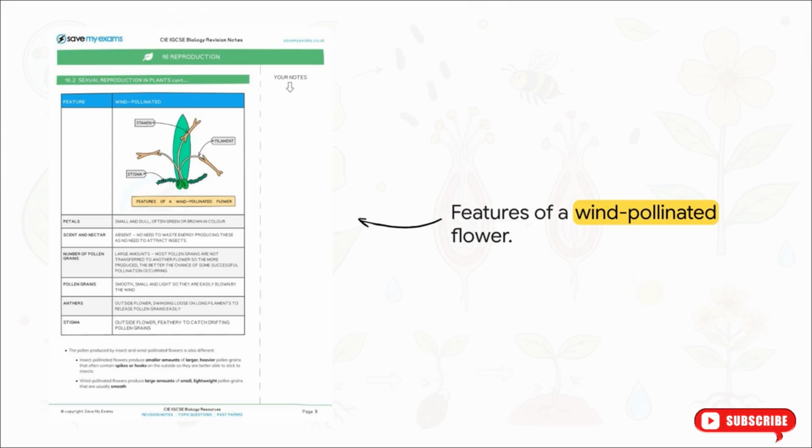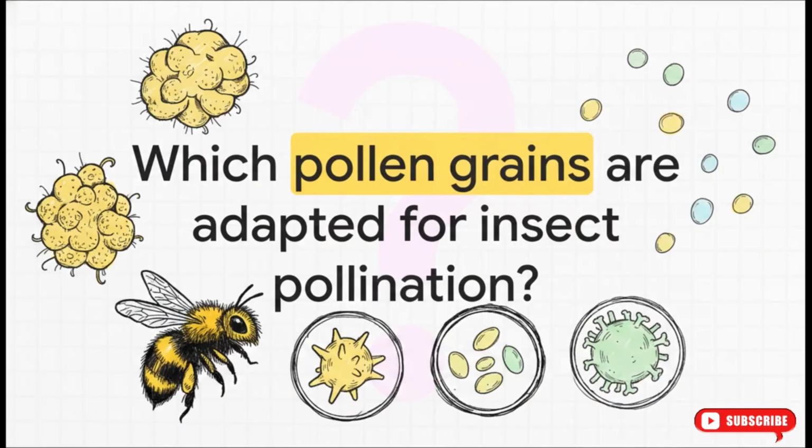So here is revision tip 4. In exam diagrams, if the anthers and stigmas hang completely outside the petals, it is almost definitely a wind-pollinated plant. Let's test this logic visually. Based on what we just talked about regarding sticky versus light pollen, try to spot the ones here under a microscope that are meant to hitch a ride on a bug.